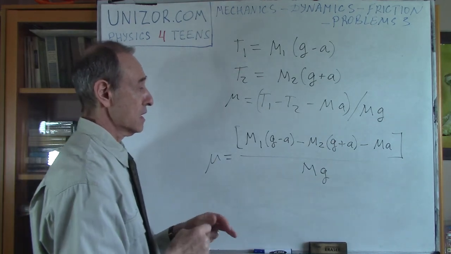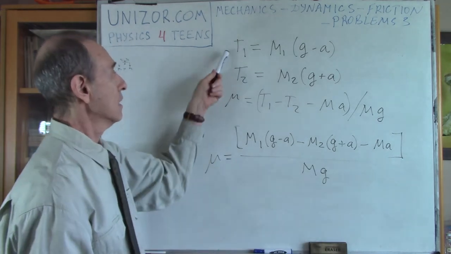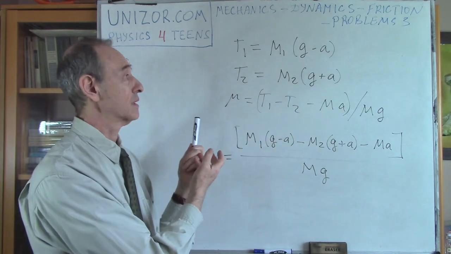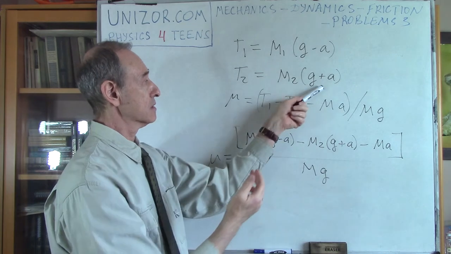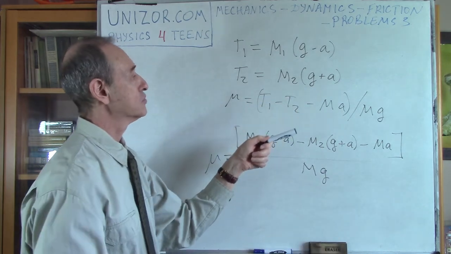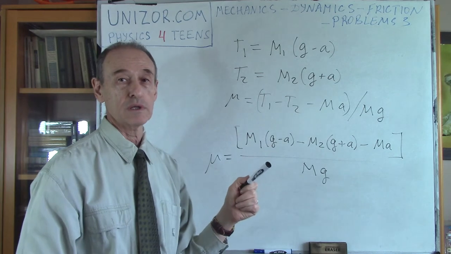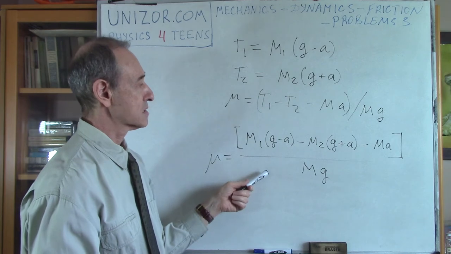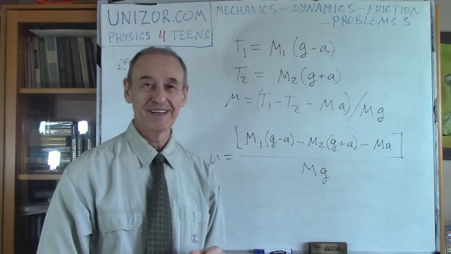So this is basically the answer to the problem. We have determined the tensions. The tension on the thread on the left would be less than the weight. The tension on the right would be greater than the weight of the right object. And the coefficient of friction for the middle object, which is on the horizontal table, is expressed in this particular, well, rather long formula.